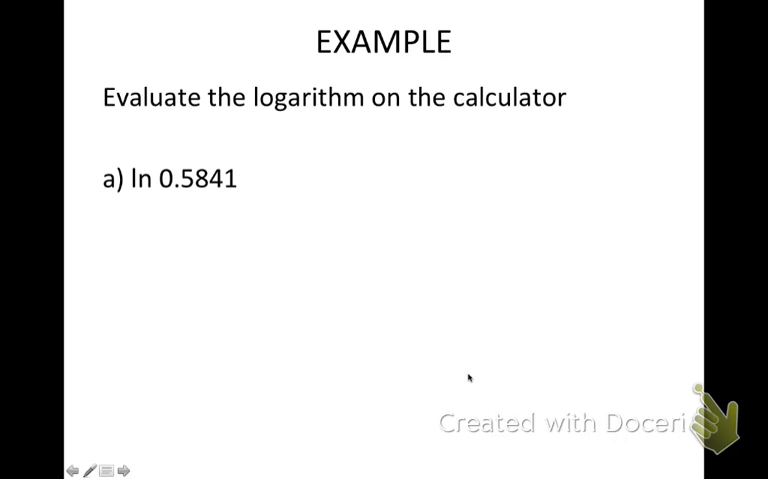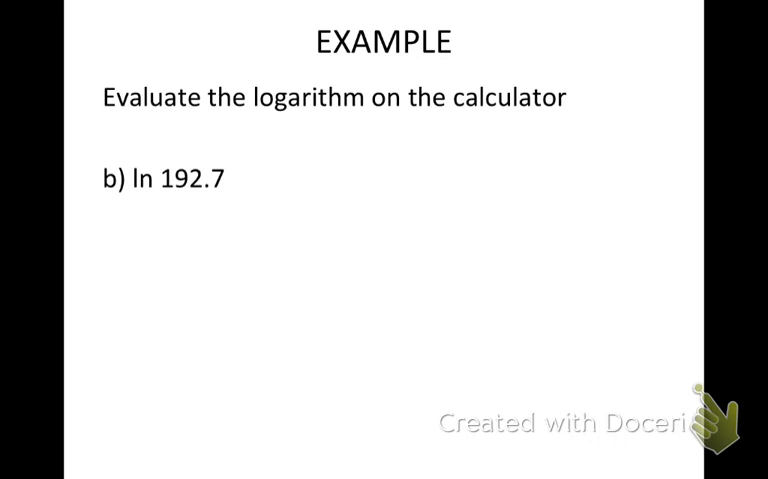Can you type that into your calculator? The natural log of 0.5841. And we get negative 0.538. Yeah? Which makes sense, because my decimal after the log is a number less than 1, so it should come out to be a negative, right? Okay?